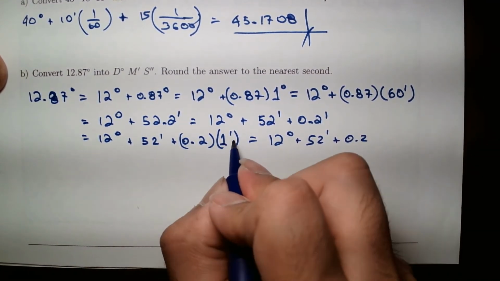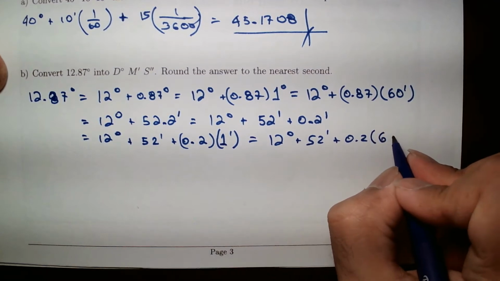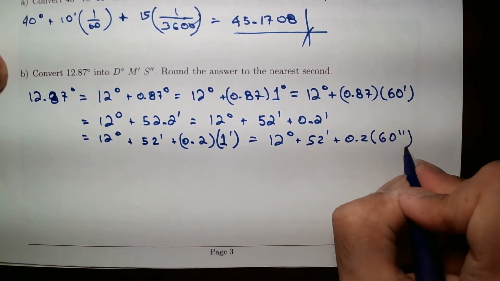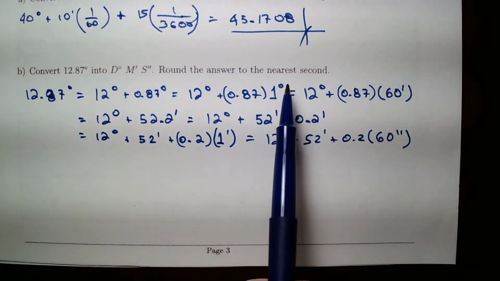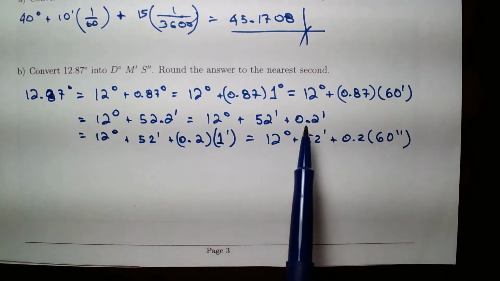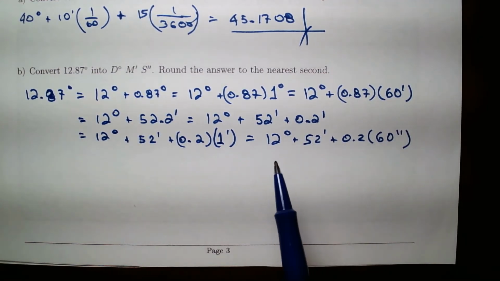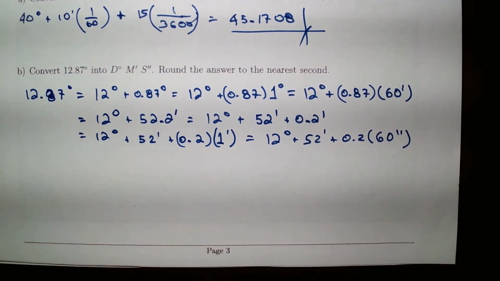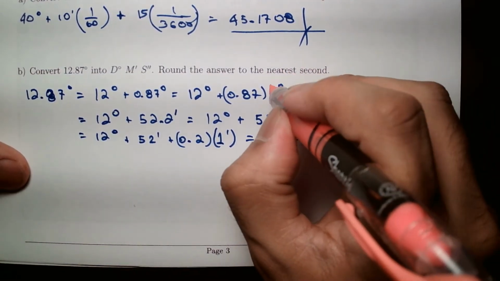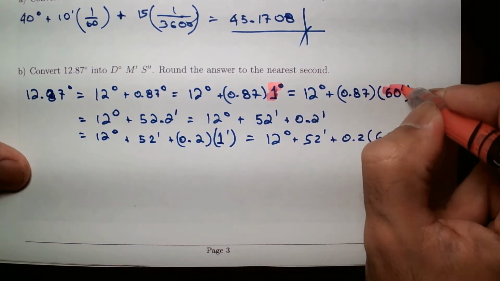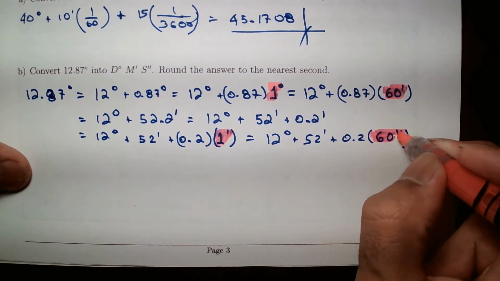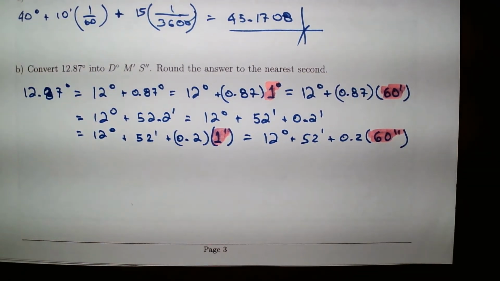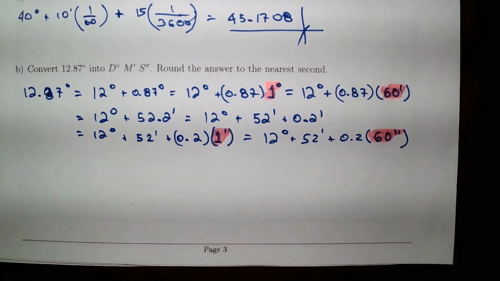Now I'm going to convert these minutes into seconds. Instead of 1 minute, because we want to convert this to seconds, I'm going to multiply this by 60 seconds. We could have gone directly to multiply by 60 and then the remaining by 60, but the reason I'm showing all the steps is so you can see the conversion between the degree and the minute, and then the minute into seconds.